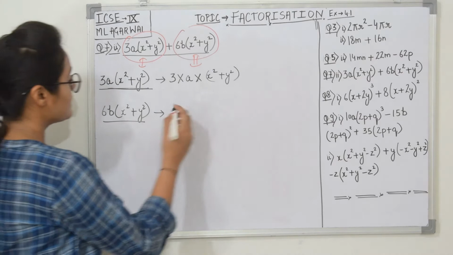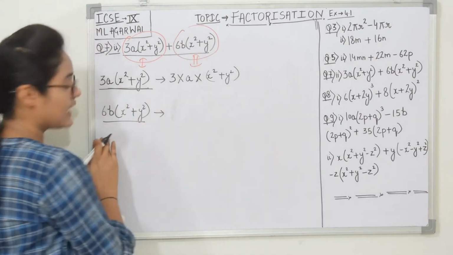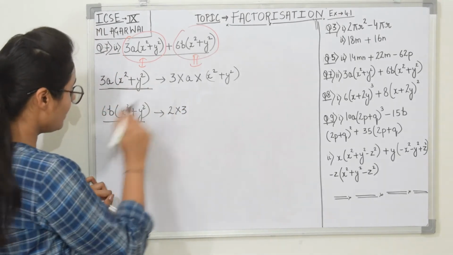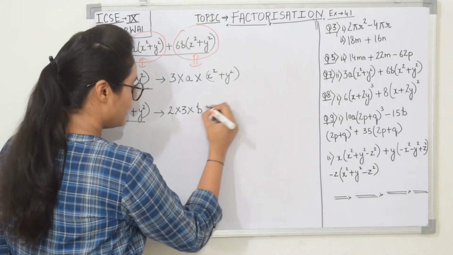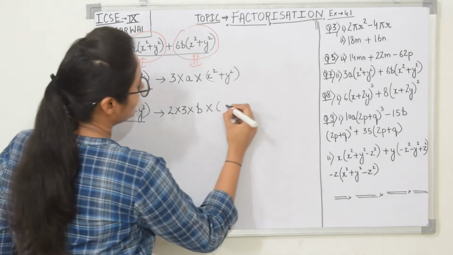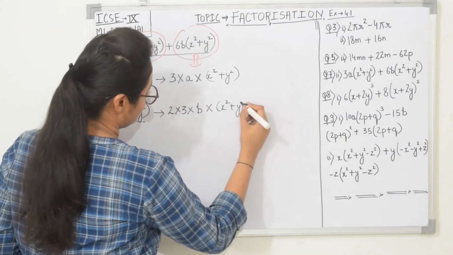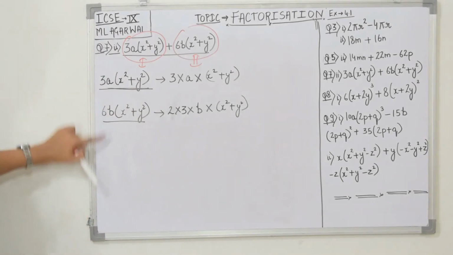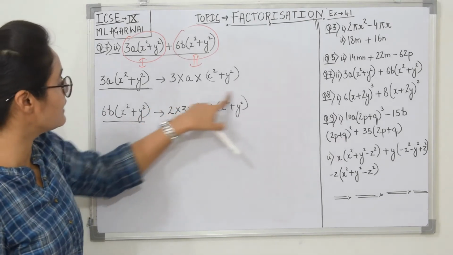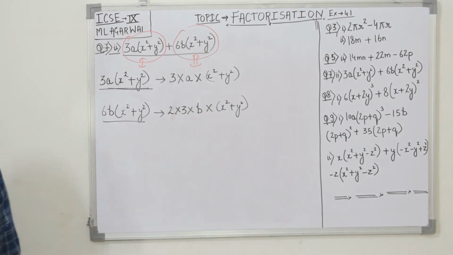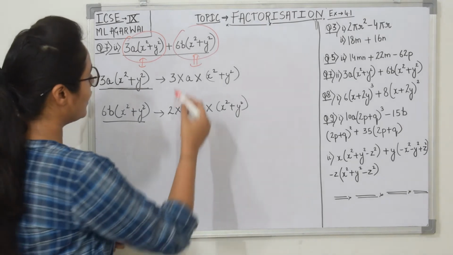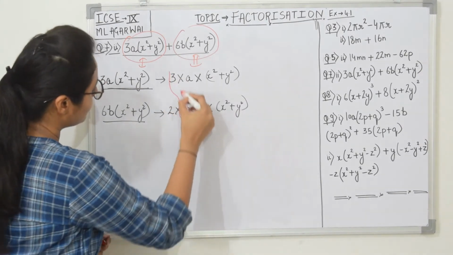Now see, 6b can be written as what? 6 can be written as 2 into 3. B can be written as only b, and x square plus y square, just write it down as it is. Now when I have factorized them like this in a simple form, you all must be getting what we have to do exactly in this question. Now see, it is very simple. 3 and 3, we are having 3 in common here.